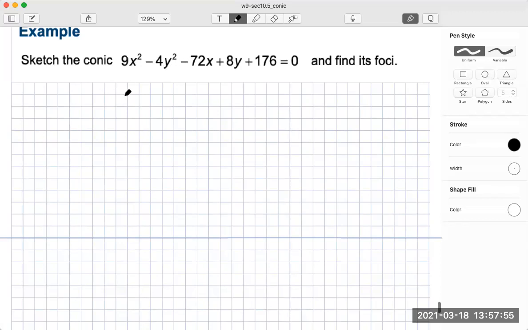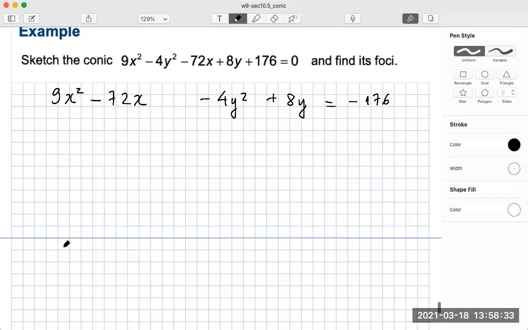Let us rewrite all the terms in x: 9x squared, negative 72x, minus 4y squared plus 8y. The number is 176. Let us write it on the right-hand side. It would be negative 176. Okay.